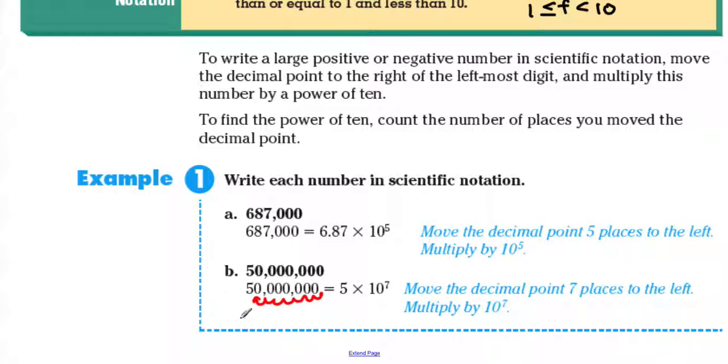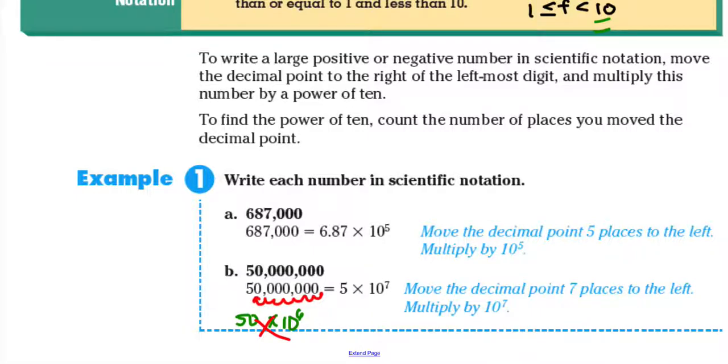say, or we cannot put this as 50 times 10 to the 6th power. Why not? Because 50 is greater than 10. It has to be less than 10, that's why it's 5. So this is not in scientific notation right here, so we cannot do this. Okay, let's take a look at the next example.